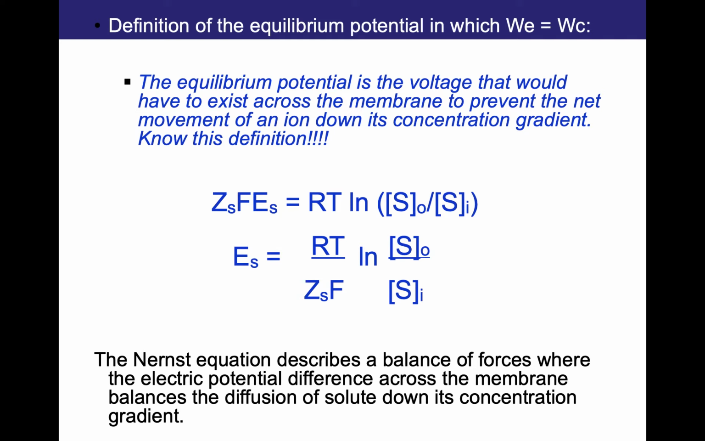Here's how I really want you to think about it. In this case, the chemical work is greater than the electrical work. So sodium is going to continue to move down its concentration gradient. Another way to say this is the electrical work is not sufficient to prevent the net movement of sodium down its concentration gradient. Does that make more sense too?